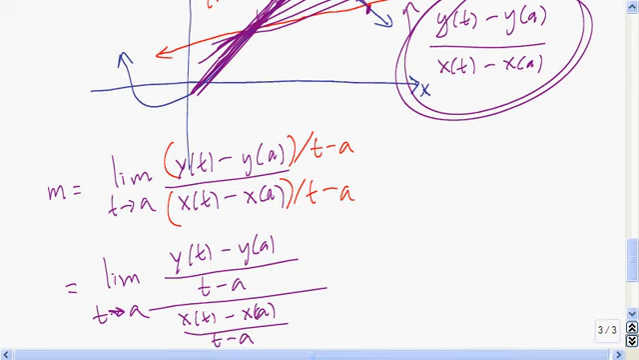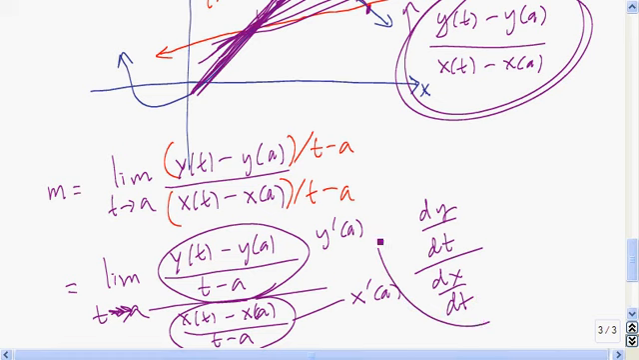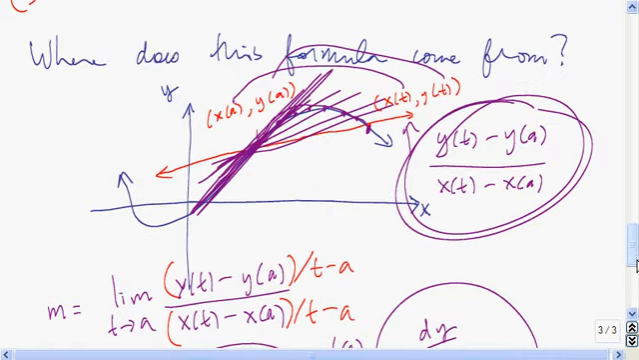So since t is going to a, we recognize this numerator as precisely y prime of a, and we recognize this denominator as precisely x prime of a. Okay, so another way of saying y prime of a, that's dy/dt evaluated at t equals a, and x prime of a is really the same thing as dx/dt evaluated at t equals a. Okay, so this is why the slope of a parametric curve is the way I defined it. Okay, so it comes from very much the same place as where we found the limit definition of the derivative.